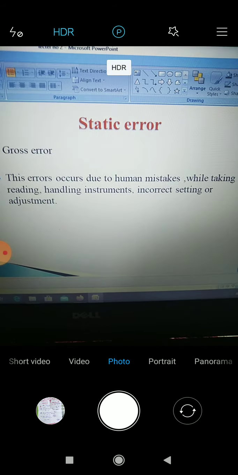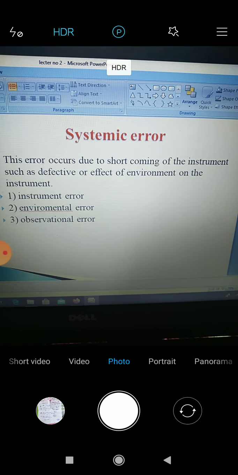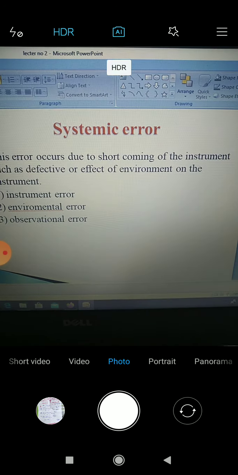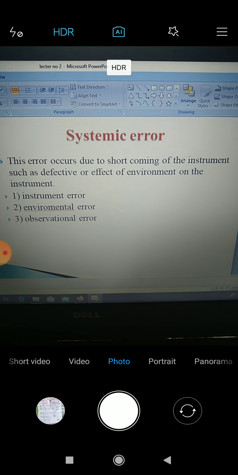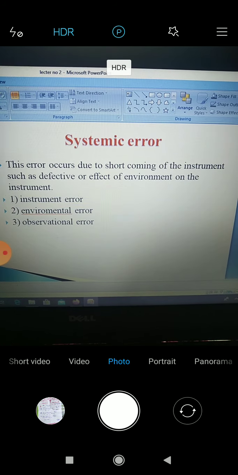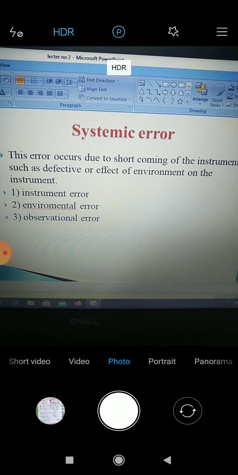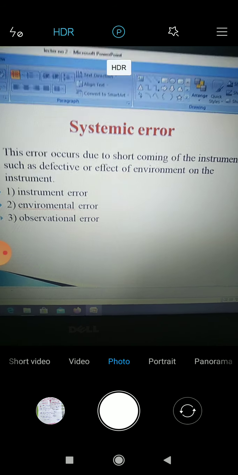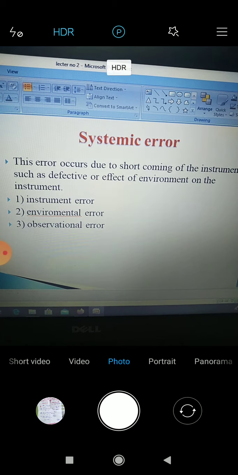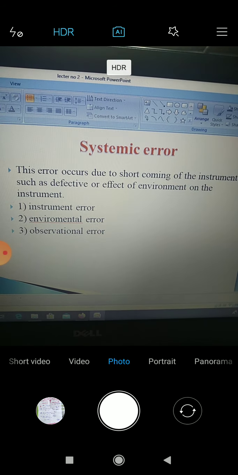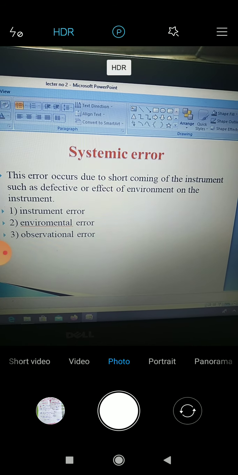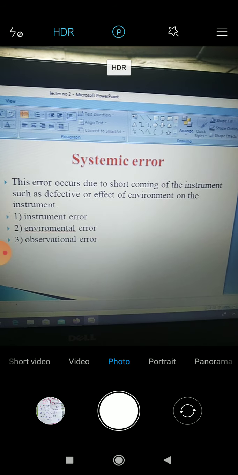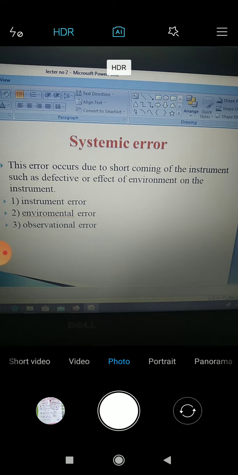Next we'll move on to the systematic error. These errors occur due to shortcoming of the instrument, such as defects or the effect of environment on the instrument. Again it is divided into three parts: instrumental error, environmental error, observational error. What is instrumental error? These errors occur due to three main reasons: inherent shortcoming of the instrument, misuse of the instrument, and loading effects on the instrument.